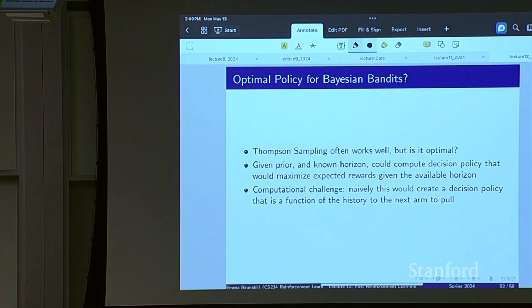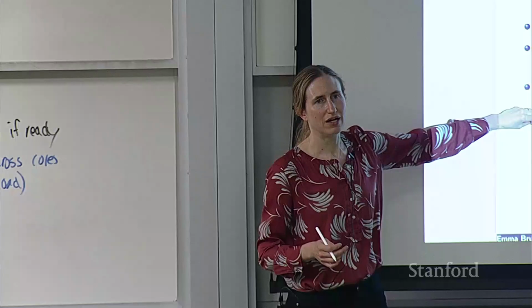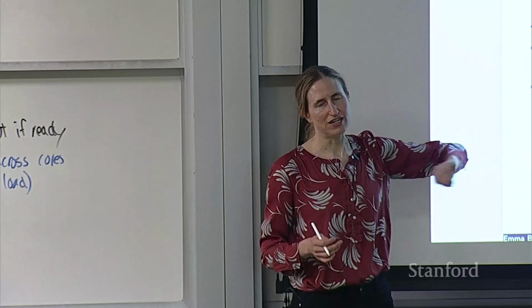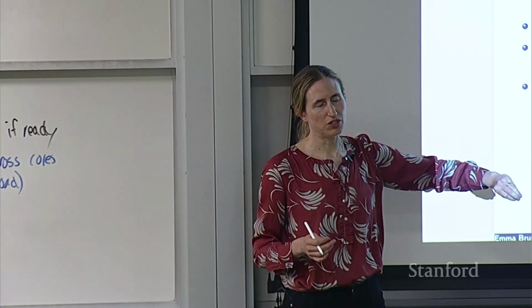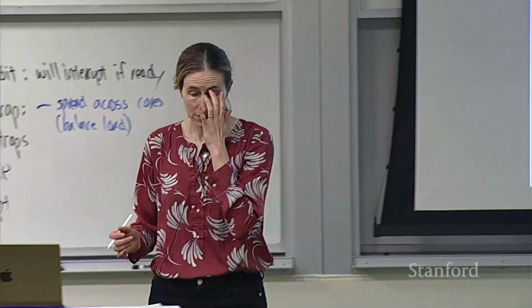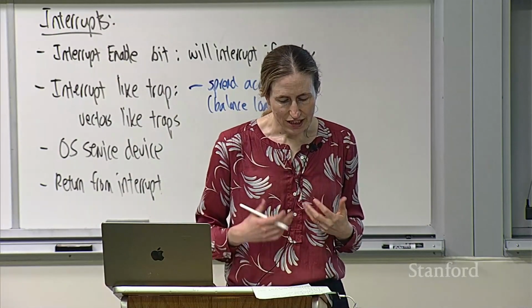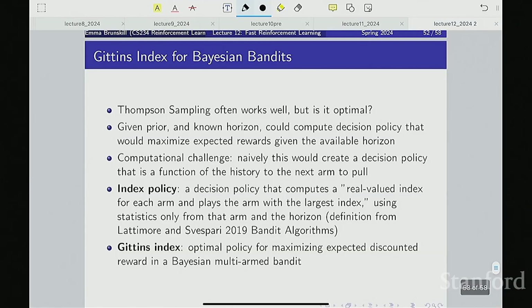In general, one of the challenges here is that if you wanted to do this, you would have a decision policy that's a function of the history, which means all the prior actions you've taken and all of the rewards you've observed, and that's going to increase exponentially with the number of decisions you made. So there's this idea of an index policy, and an index policy says we don't want to have to think about this exponential sort of history or state.